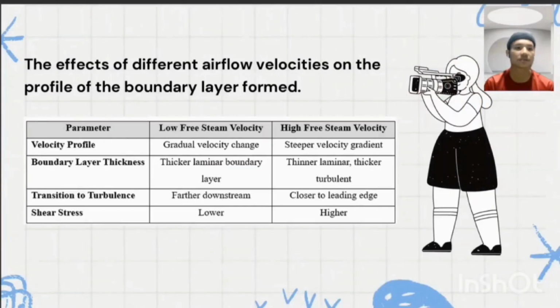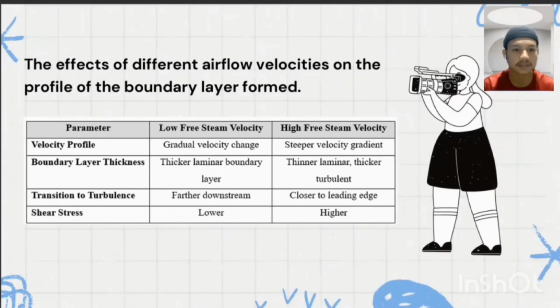Okay, as you can see, this is the effect of different airflow velocity on the profile of the boundary layer form. So there are 4 parameters, which is the velocity profile, boundary layer thickness, transition to turbulence, and lastly the shear stress. As you can see, there are two states, which is the low free stream velocity and high free stream velocity. At low velocity, there are gradual velocity changes, and at high free stream velocity, the steeper velocity gradient.